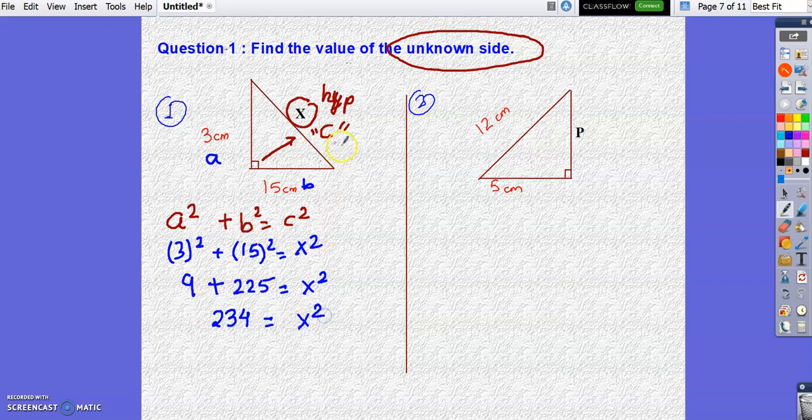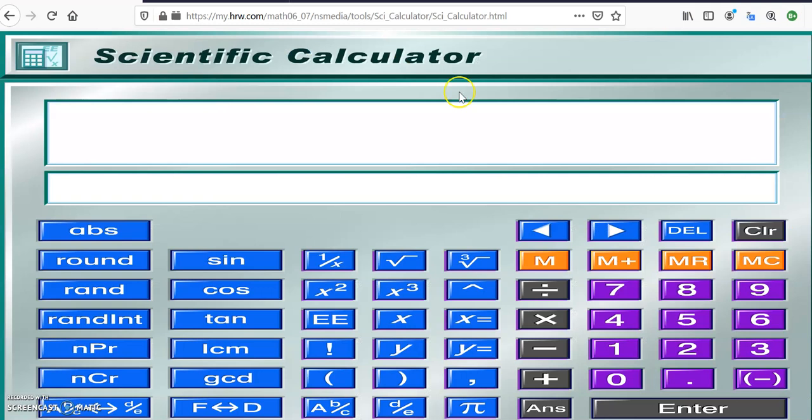Now the question says we have to find only X. It does not say find X square. So what I will do is take the square root on both sides. Radical. So I will take the radical on both sides. Now this and this get cancelled out, so I'm left with x is equal to the radical of 234. So I will pull up my calculator over here.